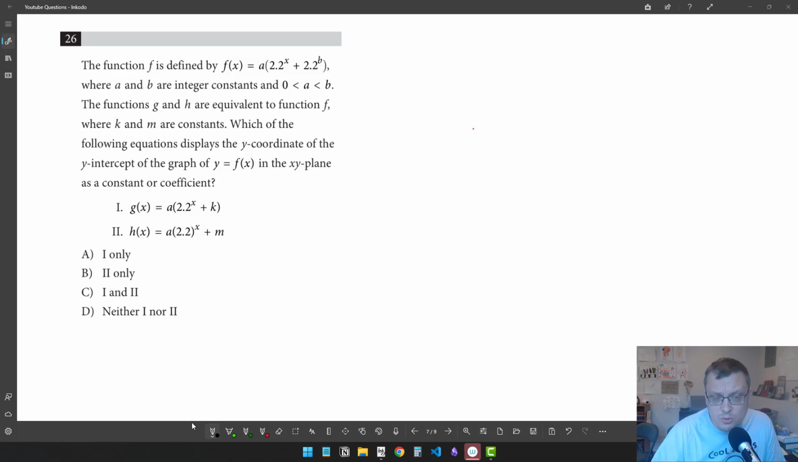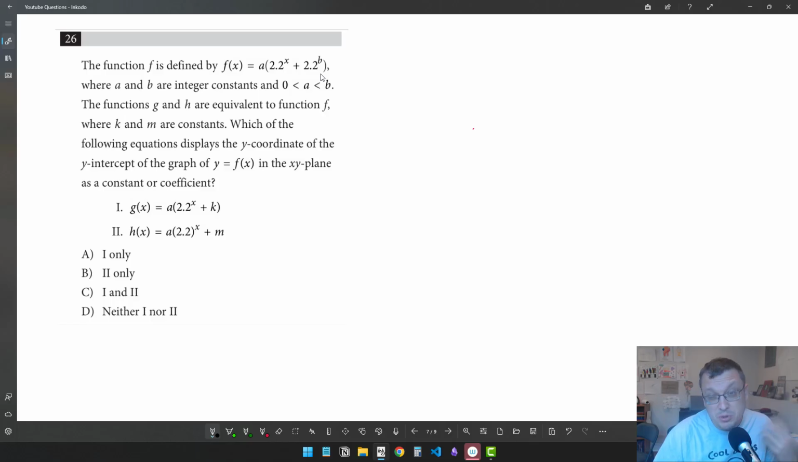This number 26 is quite difficult. We start with this function f that doesn't really fit any of our models. It's clearly related to an exponential, but it's like the sum of two separate exponentials where a and b are integer constants. And I know whenever a question involves constants, that typically throws off students. And I think in a future video, we'll see another problem involving constants where the approach is going to be slightly different.